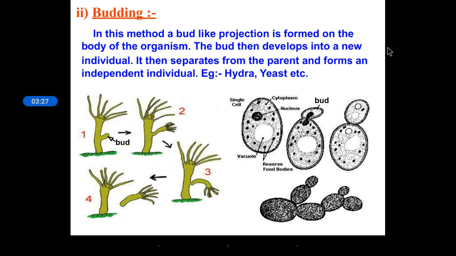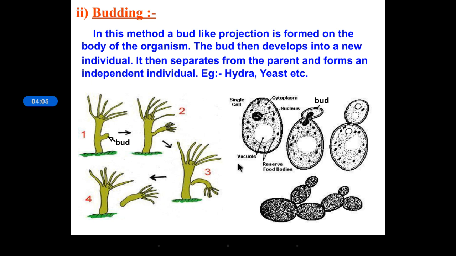The next one is budding. Again, you all are very familiar with the term budding. Budding in yeast and budding in Hydra. From that word itself, bud. First a bud arises in the body of the organism. Then that bud grows, it develops, then it matures, then it gets detached from the parent and develops as a new, independent individual. That means a bud arises, it grows and gets the shape of the parent, then it gets detached from the parent and forms an independent individual.